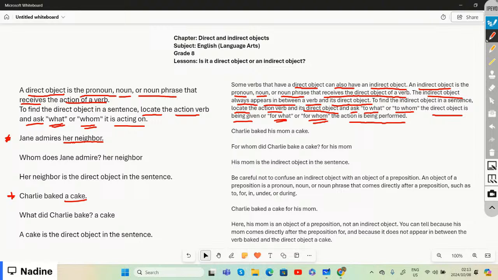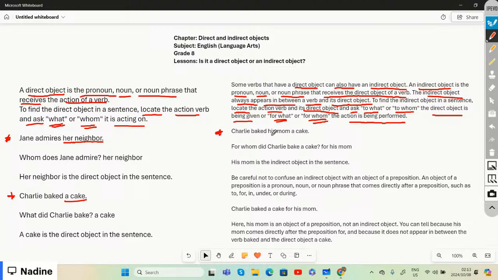All right. And if we look at an example, it says, Charlie baked his mom a cake. We now need to ask ourselves, for whom did Charlie bake a cake? And we can say that Charlie baked his mom a cake.